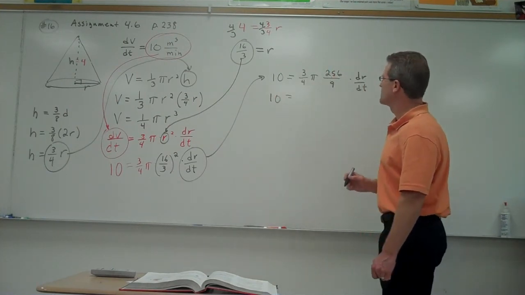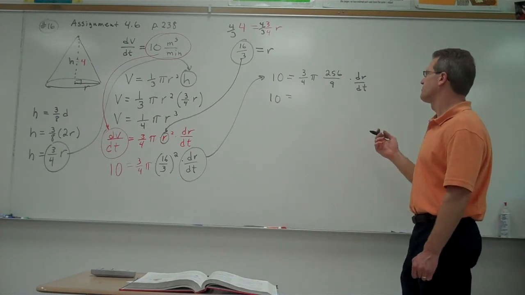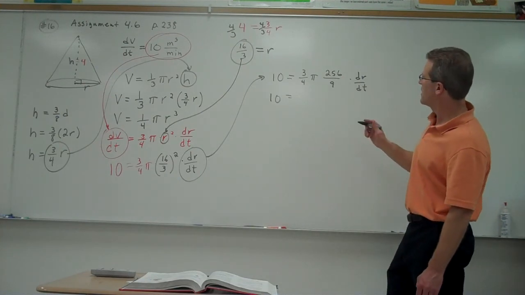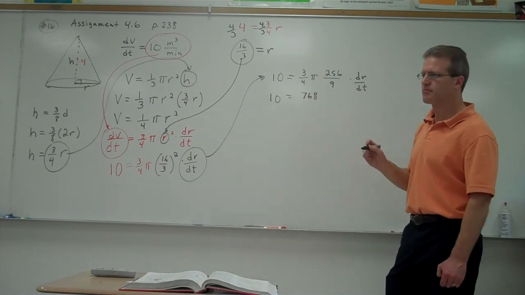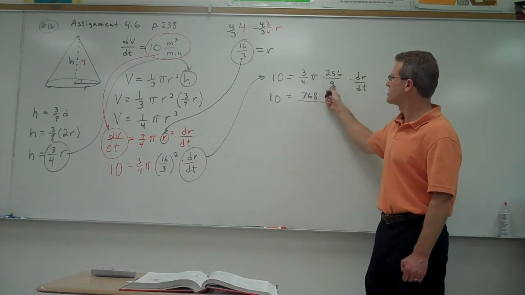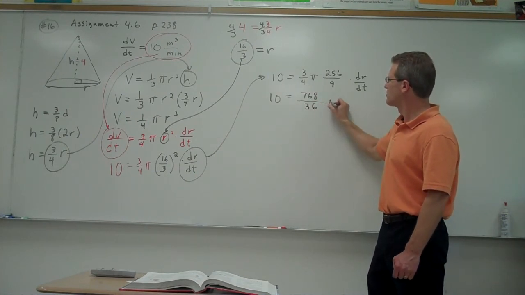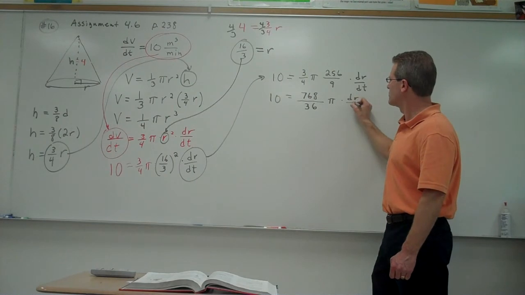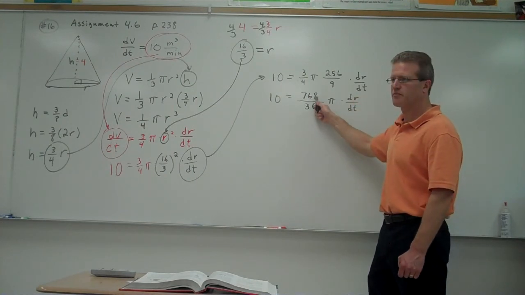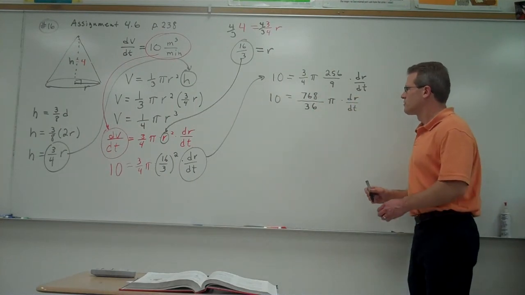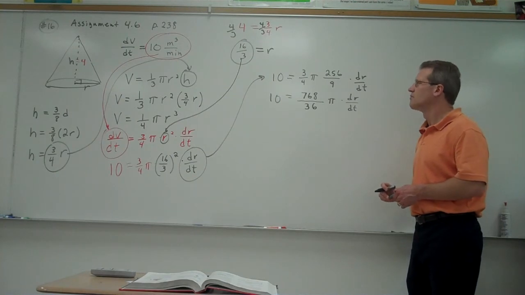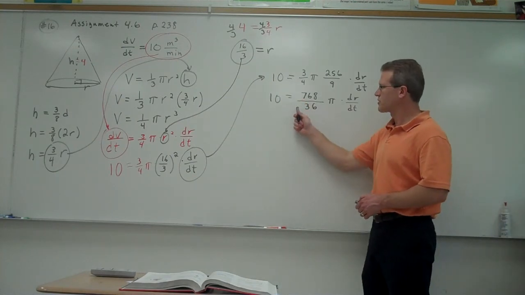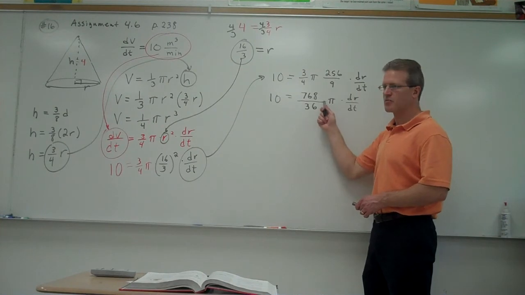3 times 256 is like 768, I think, over 4 times 9 is 36 pi times dr over dt. You check that, see if that's right. Okay. So now what would you do next? Multiply by 36 over 768. If you could multiply by the reciprocal, and then you could divide by pi on both sides.